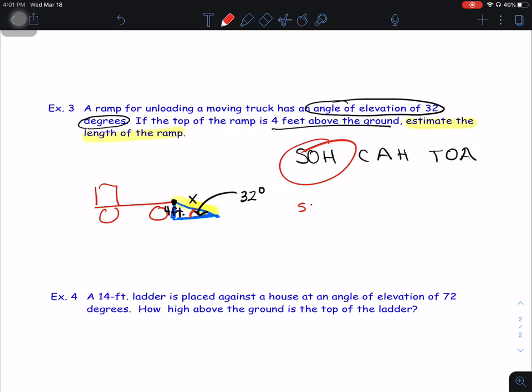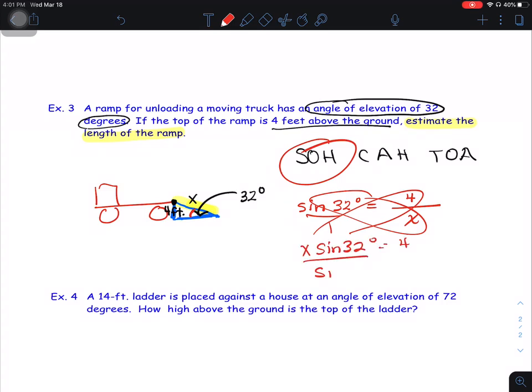So we're going to set this up. Sine of 32 degrees would equal the opposite, which is 4, over the hypotenuse, which is x. Again, we're going to cross multiply. I'm going to divide by sine of 32, and we type that into the calculator, and we get an answer of 7.55 feet.